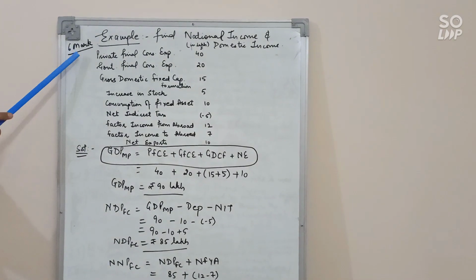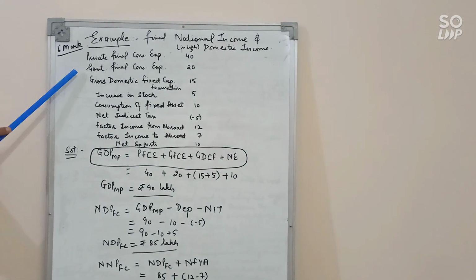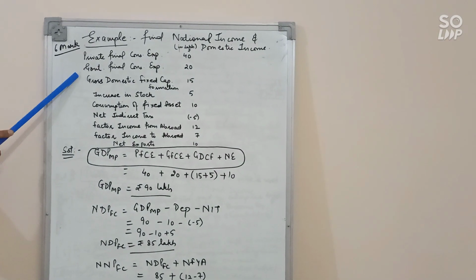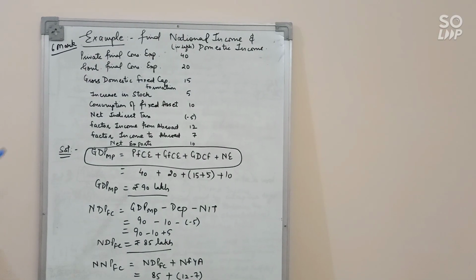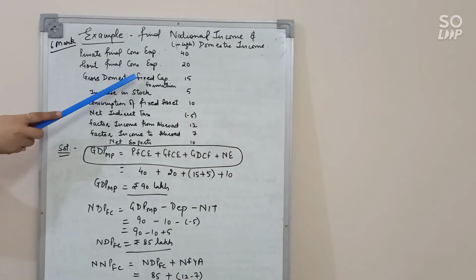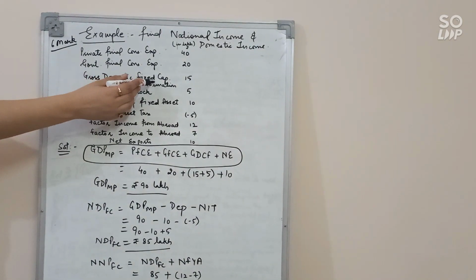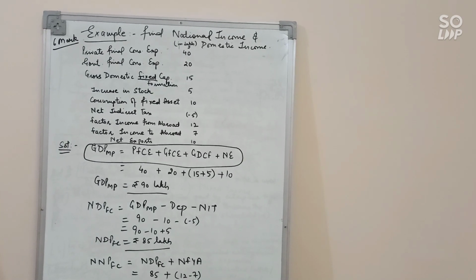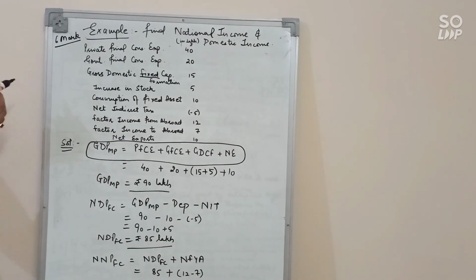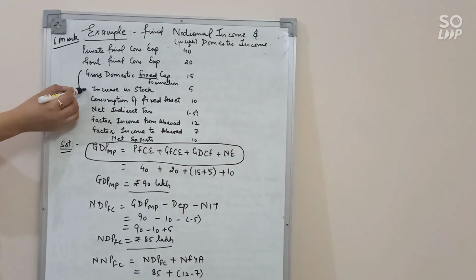Now put the values. Private final consumption expenditure, it is given in the question, 40 we have taken, plus government final consumption expenditure, again it is given directly, we will take 20, plus gross domestic capital formation. Here we have gross domestic fixed capital formation. So if we have the word fixed, as we have discussed, we need to add inventory investment also, which is also known as change in stock. So here change in stock is given. This is change in stock.